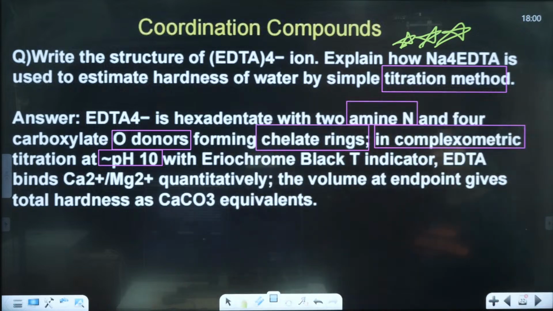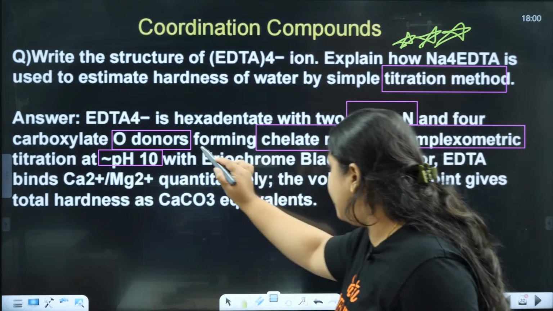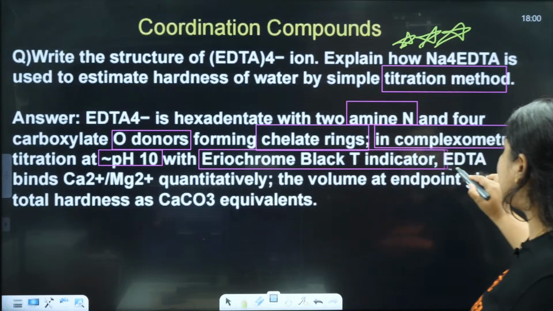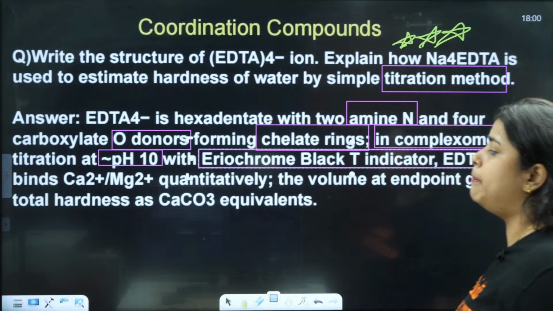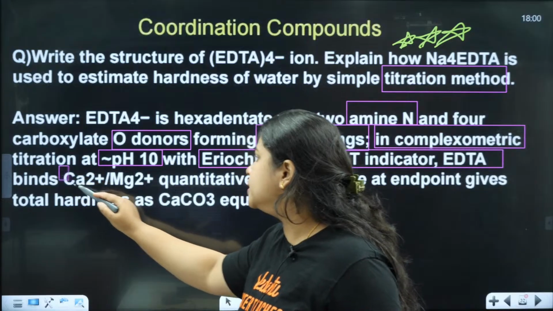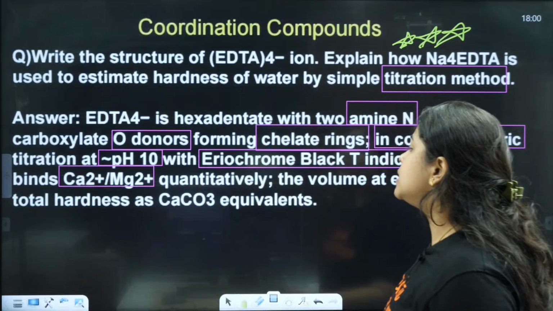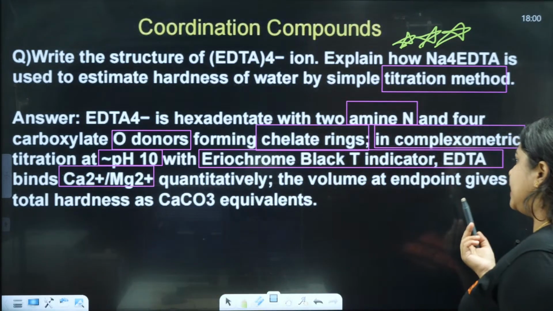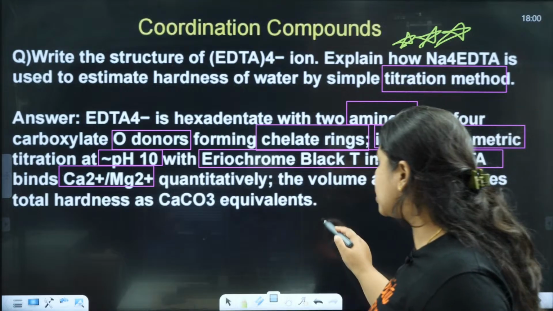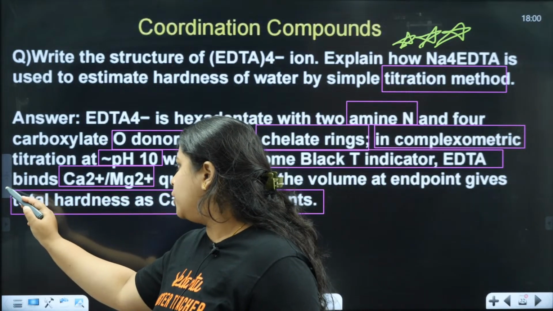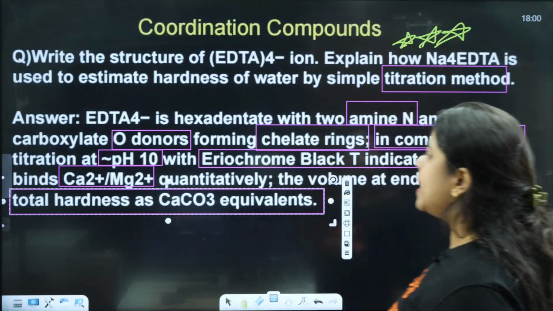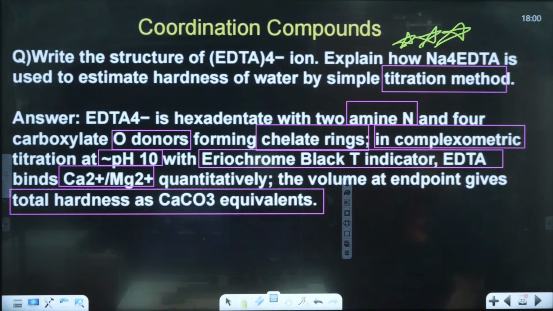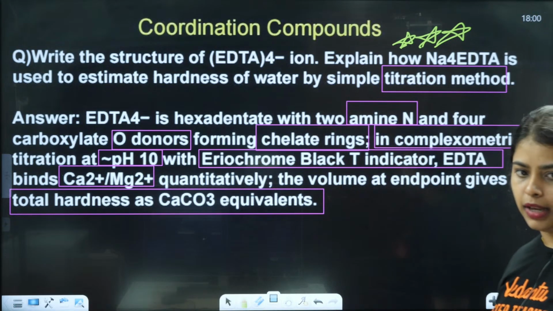So EDTA with Eriochrome Black T indicator, and this EDTA will bind with Ca2+ and Mg2+, which will qualitatively give the volume at the end point, which will give the total hardness as CaCO3 equivalence. CaCO3 equivalence. Clear?